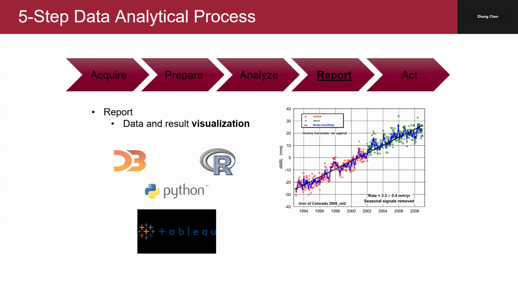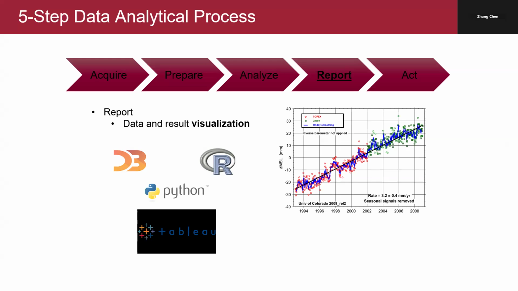So after analysis, the next step is the report. Reporting means we're presenting the data and the results in a way that people can easily understand. This is usually done through visualization, such as charts, graphs, or dashboards, right? Visualization helps to reveal trends and patterns and also make comparisons that are hard to see from the raw numbers. It also allows others to quickly grasp the main findings.